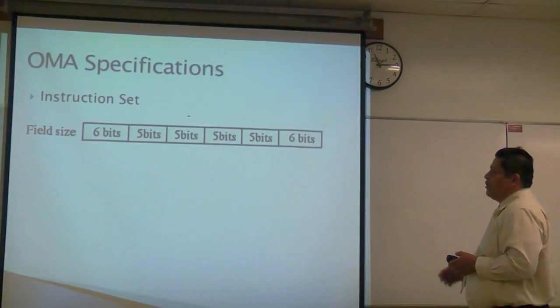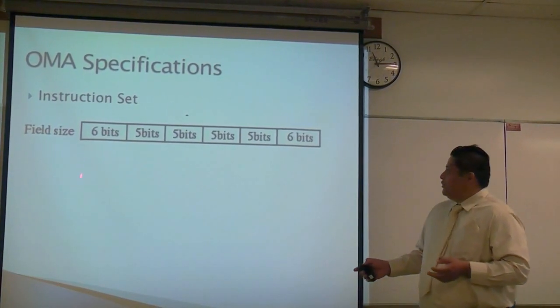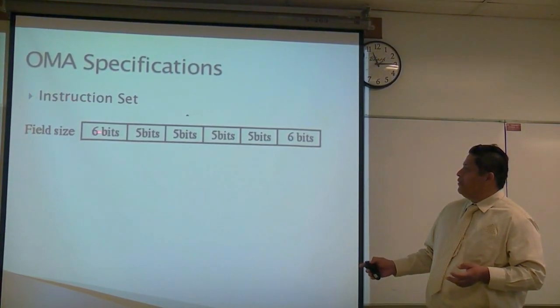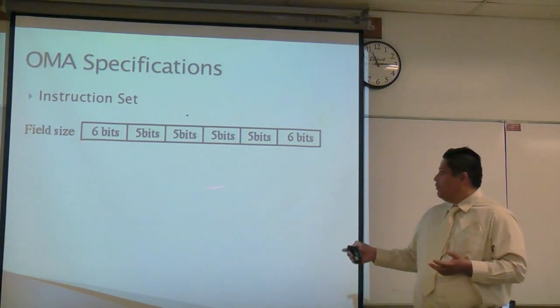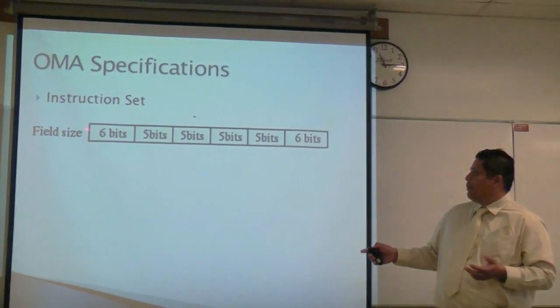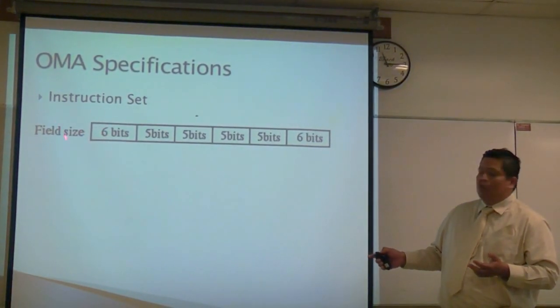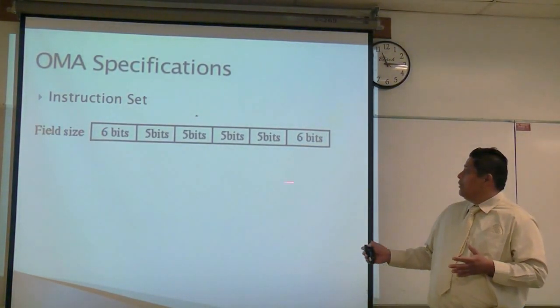Instruction set. Again, all instructions are 32 bits wide. We divide them into 6, 5, 5, 5, 5, and 6 bits. If we add them up, the bit positions go from 0 to 31. And most of the instructions we divide this way.